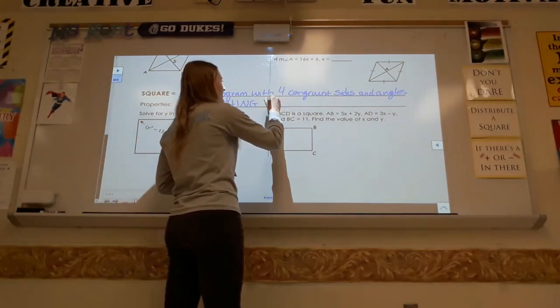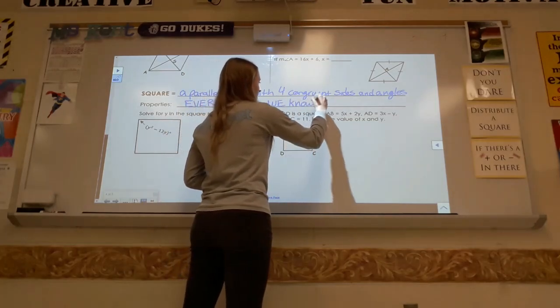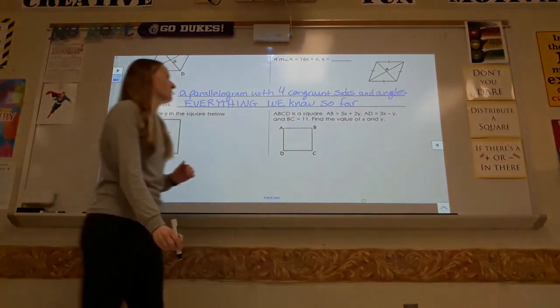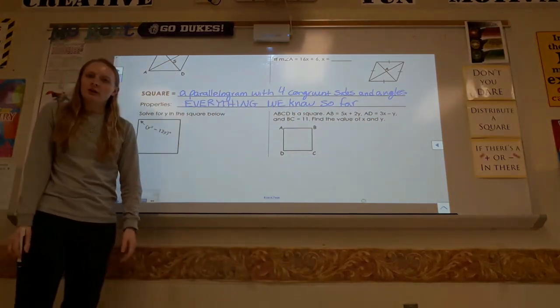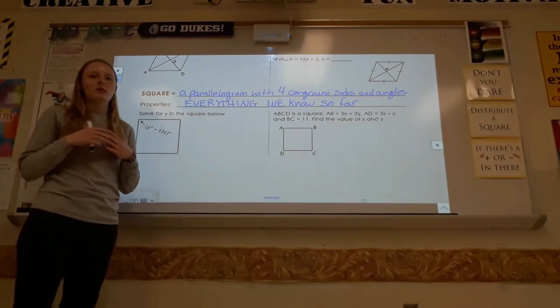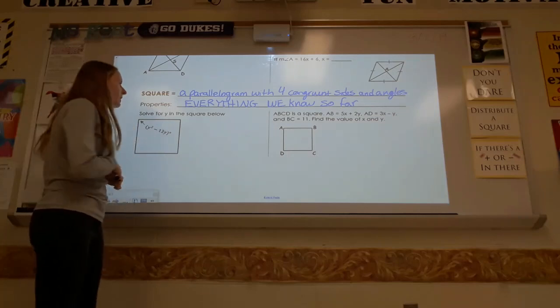Everything we know so far is going to be true about a square. Everything about a parallelogram, everything about a rectangle, everything about a rhombus. You don't need to worry about anything new.